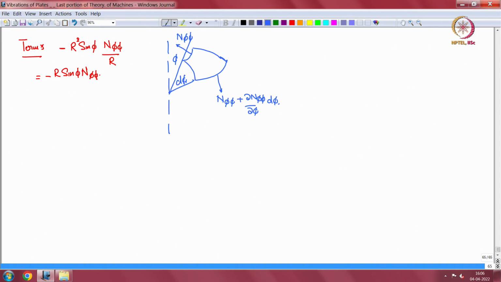Okay. So now these are force resultants. If we want to make a full force out of them, we look at this curved element. I have this curved element over here. So my n phi on the negative side, n phi, plus del n phi by del phi d phi.